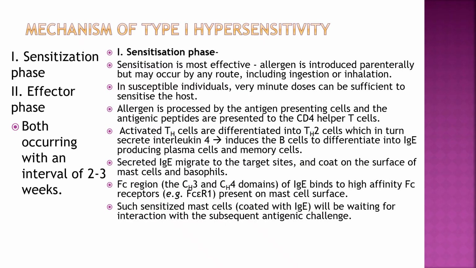Secreted IgE migrates to target sites and coats the surface of mast cells and basophils. The Fc region, the CH3 and CH4 domains of IgE, binds to high affinity Fc receptors present on the mast cell surface. Such sensitized mast cells coated with IgE will be waiting for interaction with the subsequent antigenic challenge.